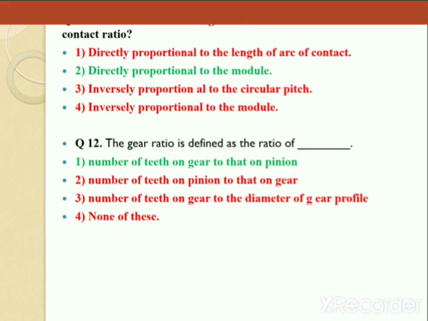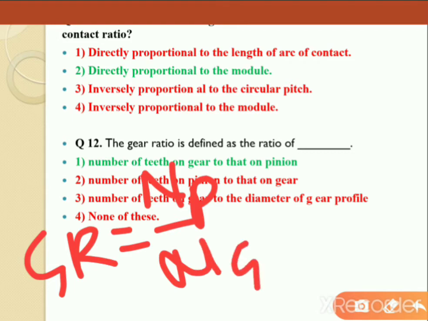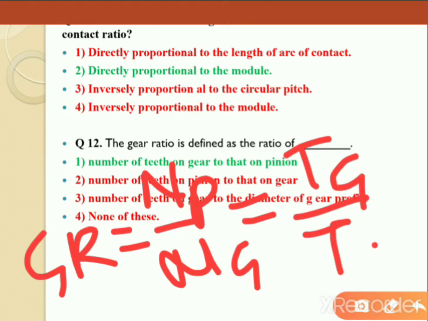Next question 12. The gear ratio is defined as the ratio of, so gear ratio, its formula is equal to speed of pinion to speed of gear, also equal to teeth of gear to teeth of pinion.